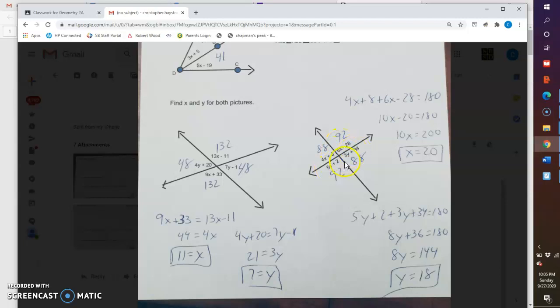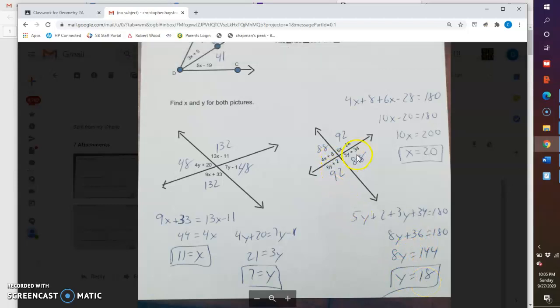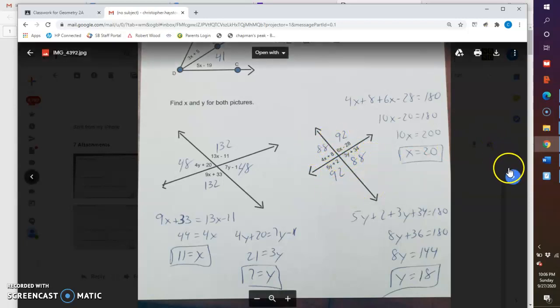I can do the same thing with the y's. Add them together and set them equal to 180. When you combine like terms, you get 8y plus 36 equals 180, and your y equals 18. And if you plug that back in, you'll get a 92 and 88. And notice the linear pairs add up to 180. The vertical angles have to be equal.